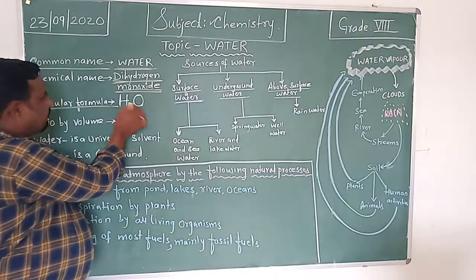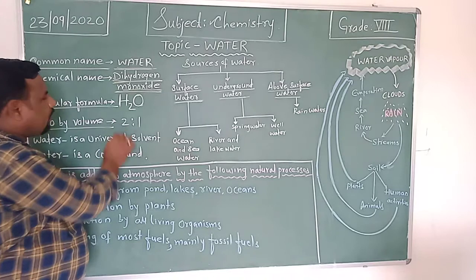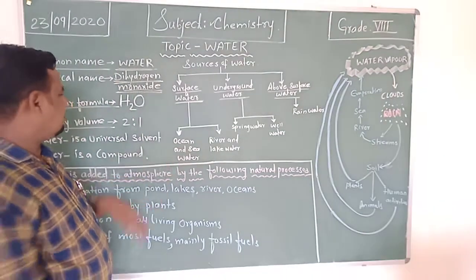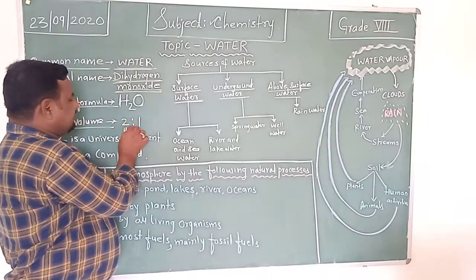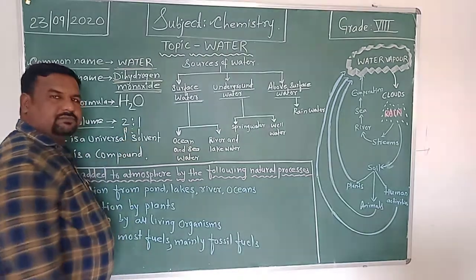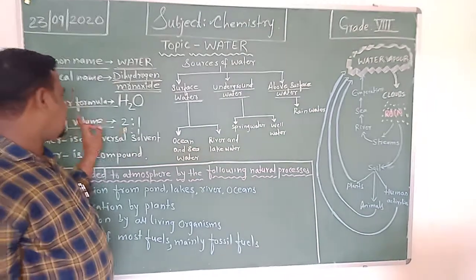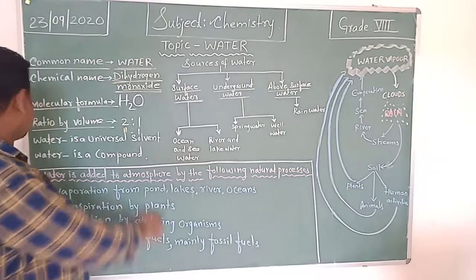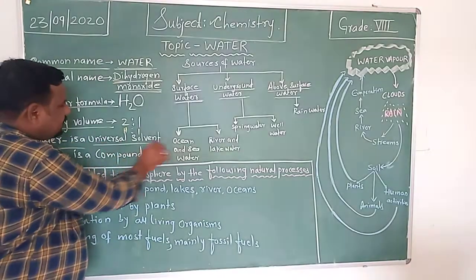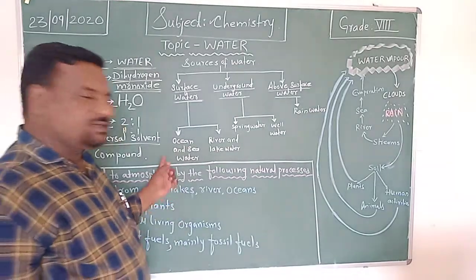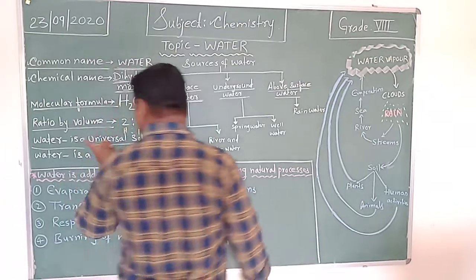This is a molecular formula. The ratio by volume is 2:1, 2 hydrogens and 1 oxygen atom. So the ratio of water by volume is 2:1. And water is called a universal solvent.